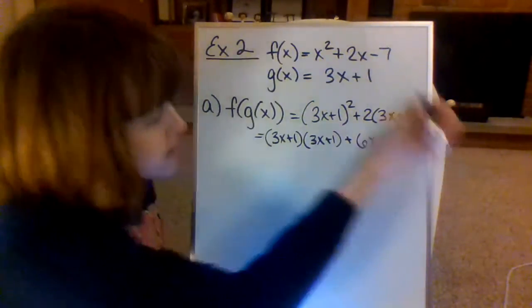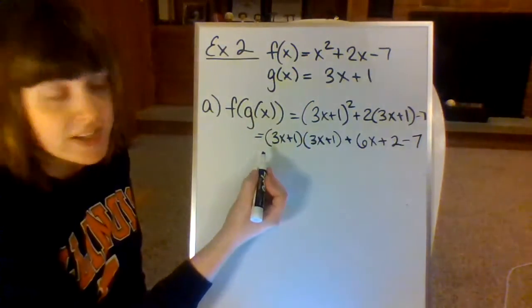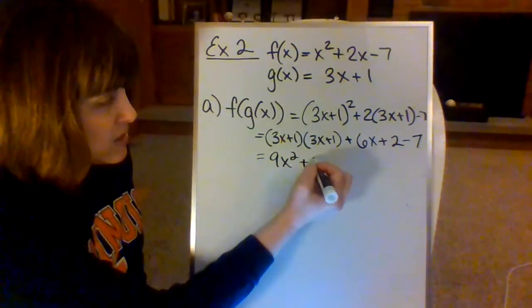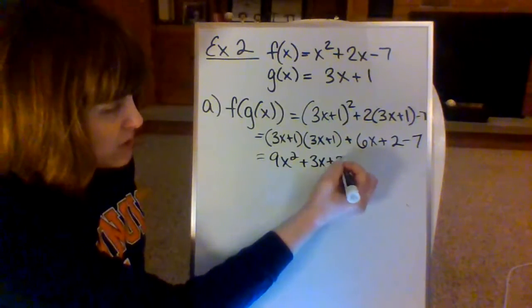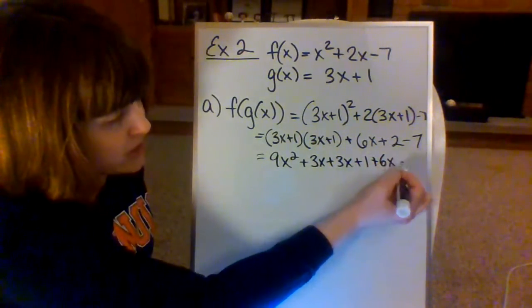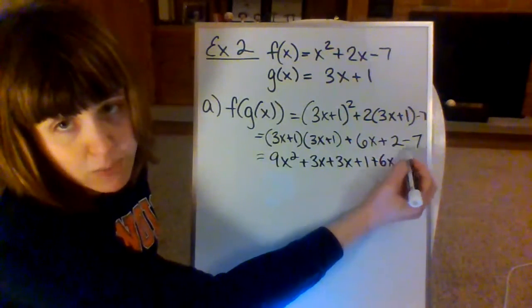Okay, so now we're going to FOIL this. So we're going to have 9x squared plus 3x plus 3x plus 1. Then the rest of this, 6x. I'm going to combine these two, so minus 5.